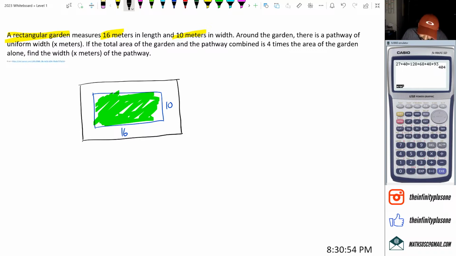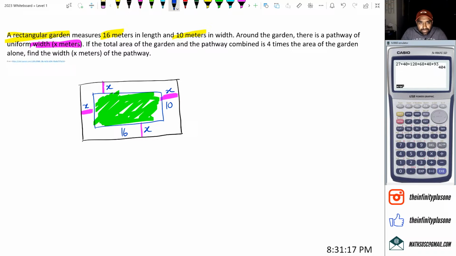And it says that it has a uniform width of X meters. Basically, that's saying that this part is X, this part is X, this is X, and this is X. And so what we're going to do is replace X there, X there, X there, and X there.